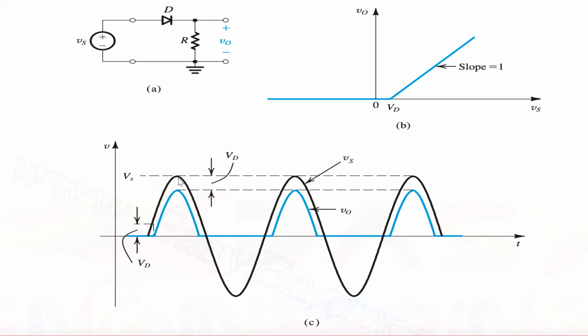Also, there is some gap between the black line and the blue line. That is because of VD, the cut-in voltage, which is approximately 0.7 volts for a semiconductor diode. So this explains the graph, and we can see now that it has become a direct current because all values are positive and of the same sign.